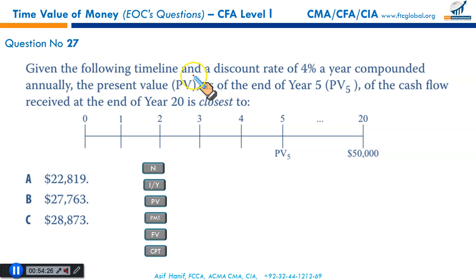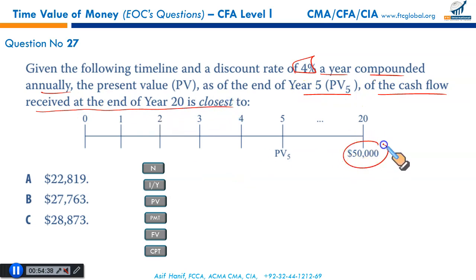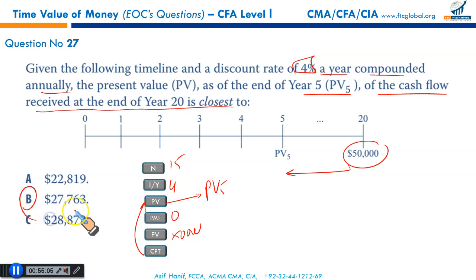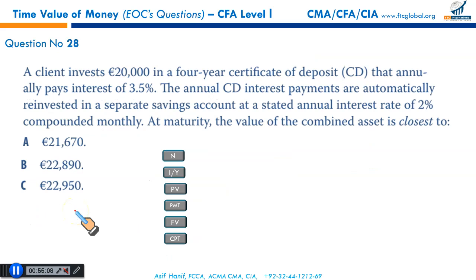Given the following timeline at a discount rate of 4% a year compounded annually, straight 4% will be used. The present value as of the end of year 5, PV5, of the cash flow received at the end of year 20. This cash flow is brought to PV5. How many periods are involved? Straightforward, 15 periods. No compounding, it's simply 4% annually. We need to calculate the present value at year 5, not PV at year 0. There is no payment. Future value is given as $50,000. Enter this and press CPT PV and you will get your result. That will be 27,763. Last question, then we are done.